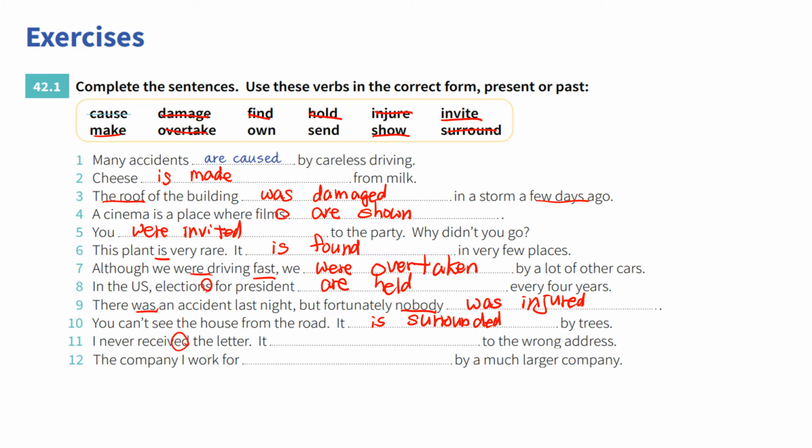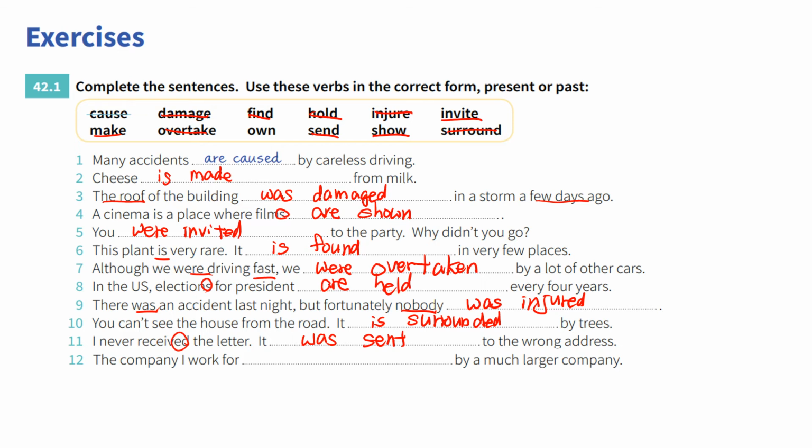Number 11, I never received. Okay, this is past tense. I've never received the letter. It was sent to the wrong address. It was, and then, okay, send is here. So sent. It was sent to the wrong address.